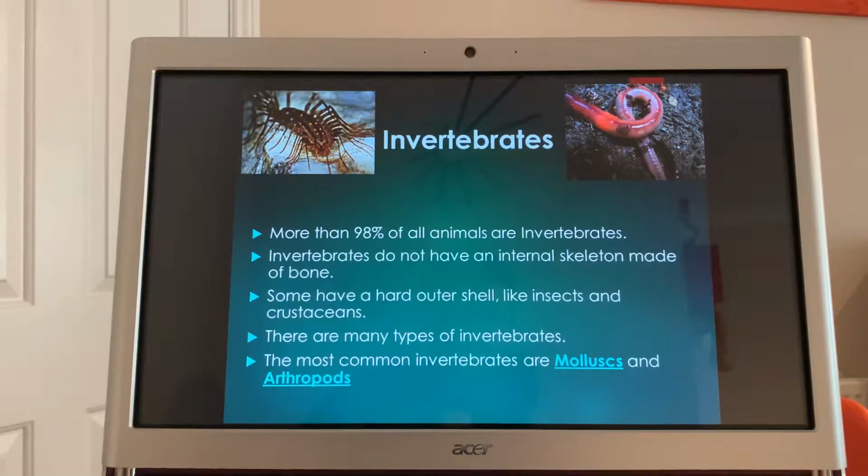So those are the scientific names for the classification of the 2 most common invertebrates. You may know them as something else, but the scientific name for that group, that type, are mollusks and arthropods. Can you maybe give me an example of a mollusk or an arthropod? What do you think they might be? Going on.